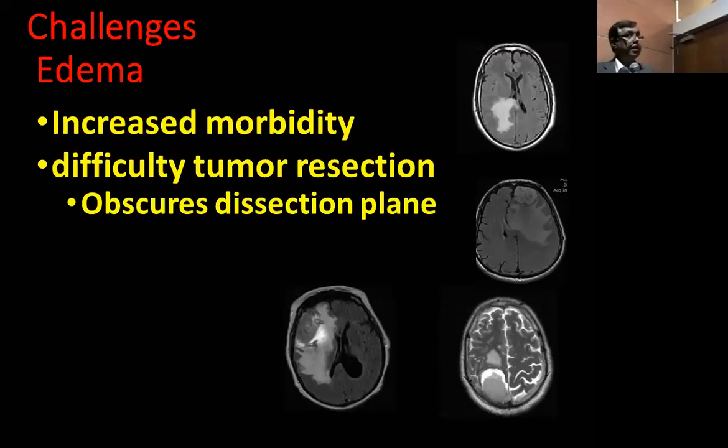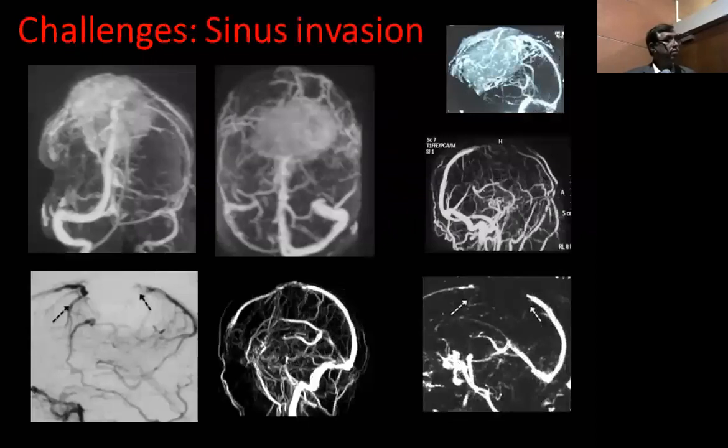So if you have edema like this, it will increase the morbidity. And you will find that you cannot resect the tumor well, and these structures are obscure. So edema is very important. Sinus invasion like this, the sinus is blocked. So each of these alternating veins that surround these tumors is very important. So it's blocked completely.